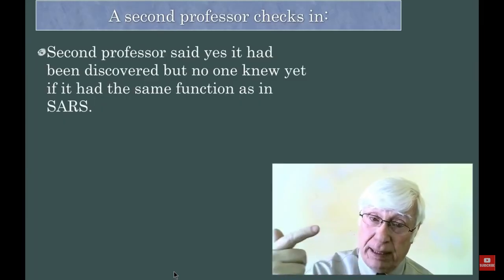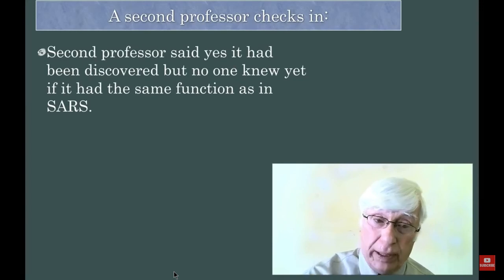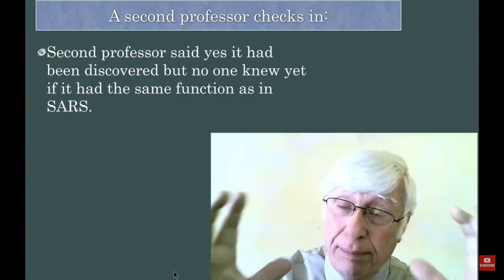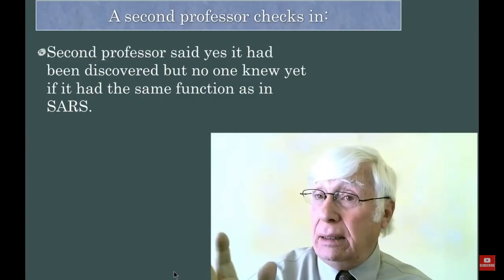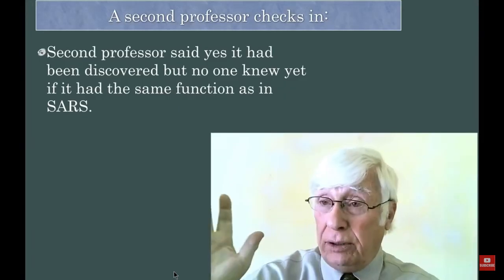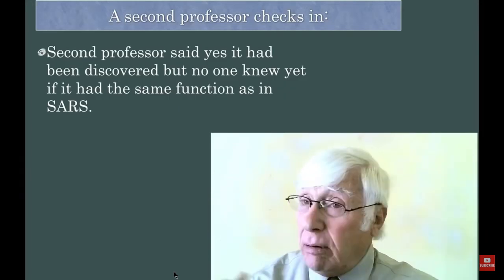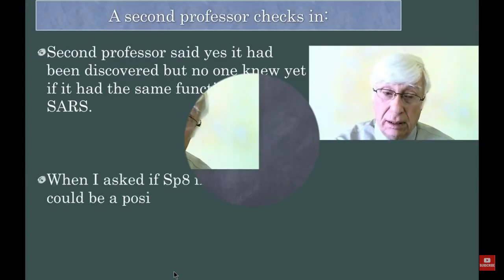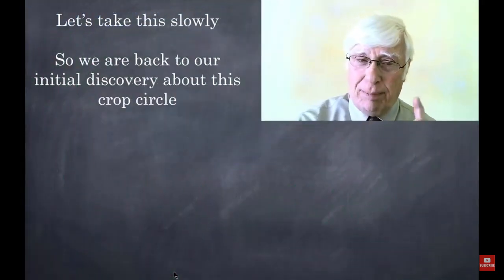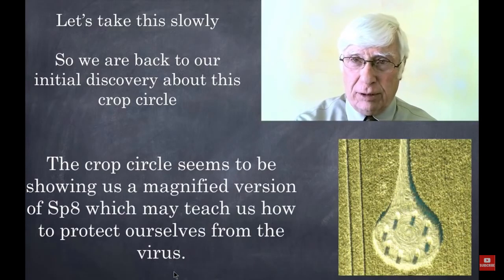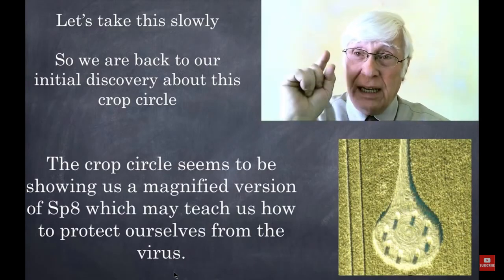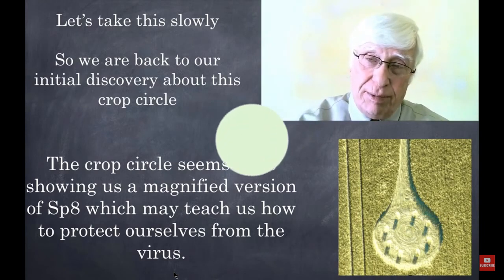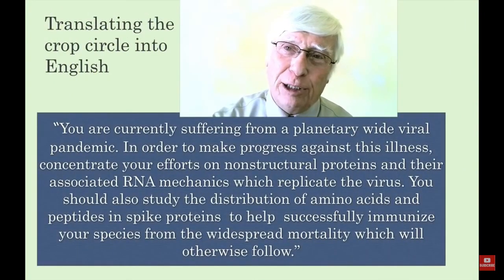Yes, SP8 has been discovered in COVID, but we don't know if it has the same function as it has in SARS. In SARS, it had an immunological function, but they don't know that yet. On May 29th, this crop circle appears showing us SP8, but we don't know yet if it has an immunological property that could save us. Interesting. So let's take this very slowly. We are back to our initial discovery about this crop circle. The crop circle seems to be showing us a magnified version of SP8, which may teach us how to protect ourselves from the virus. Here's what it is saying in English, okay?